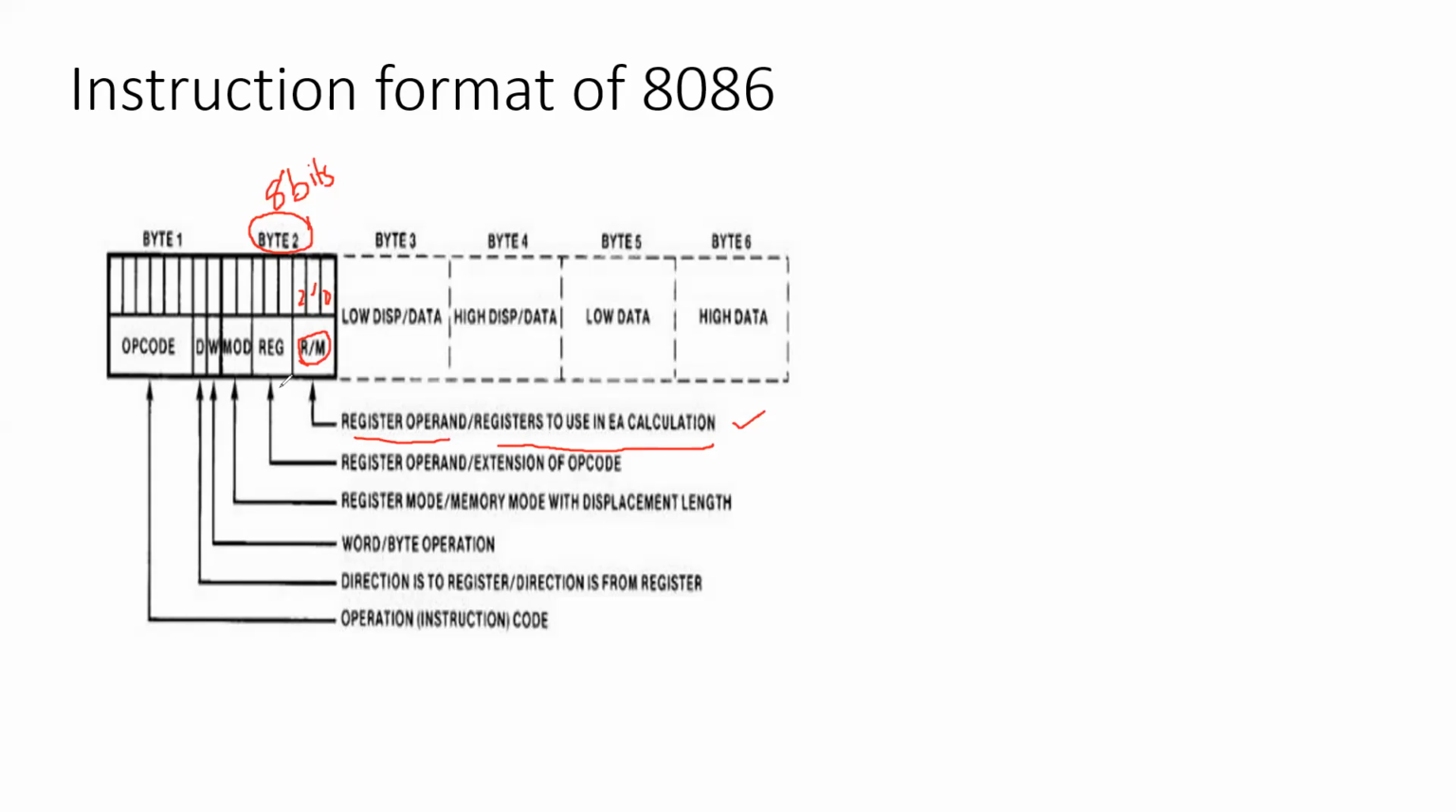Okay, the next 3 bits will give you the specification regarding a register operation or an extension of the opcode. After completion of 6 bits, we will have 2 bits. Those 2 bits will give you the register mode or memory mode with displacement length.